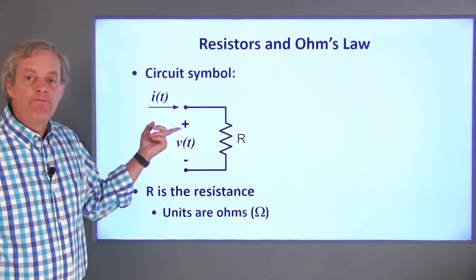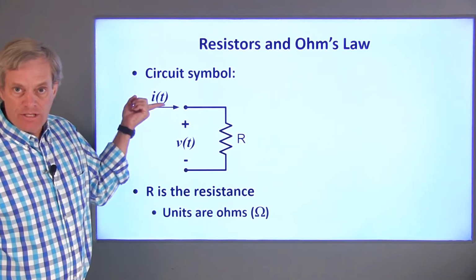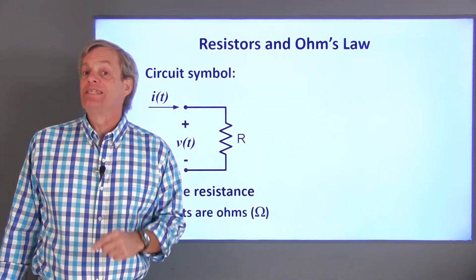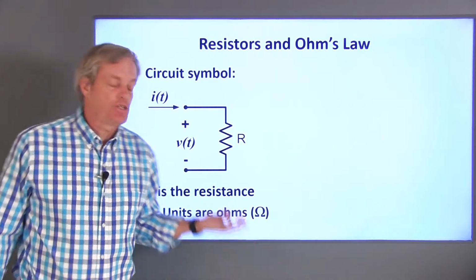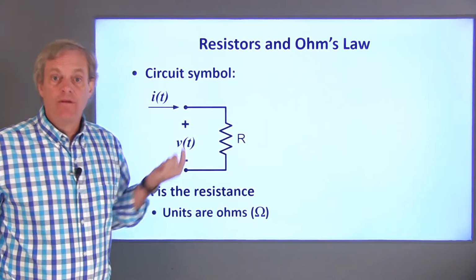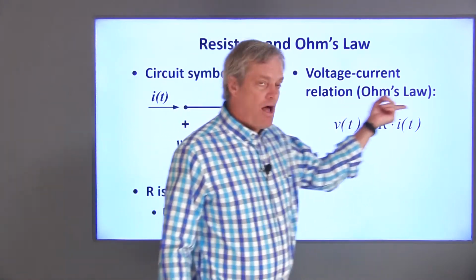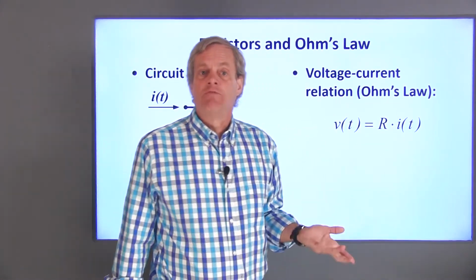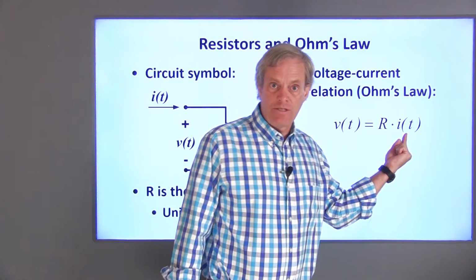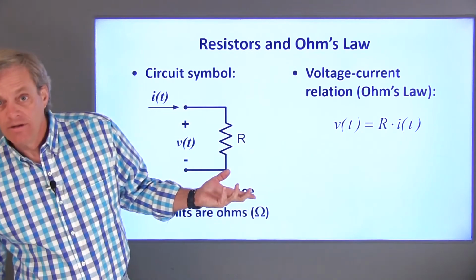Now let's define a voltage difference between the terminals, V of t, and a current through the resistor, I of t. Notice that we've defined voltage and current to be consistent with the passive sign convention. Current is entering the positive voltage terminal. The relationship between voltage and current for a resistor is called Ohm's law. Ohm's law states that the voltage across a resistor is equal to the product of the current through the resistor and the resistance. So V is equal to I times R.